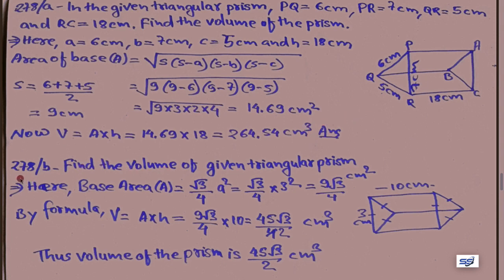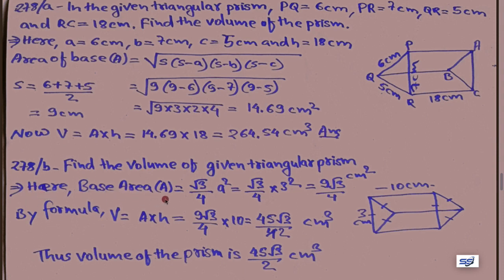Now here, question number 278 B. Find the volume of the given triangular prism. Now this is our prism. This is a triangular prism, which means the base is an equilateral triangle with all sides the same, 3 cm. Only the length, or height, is given as 10 cm. Using the formula, we will find the volume of our triangular prism.